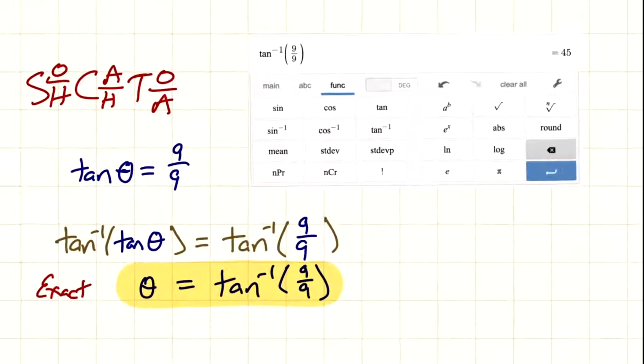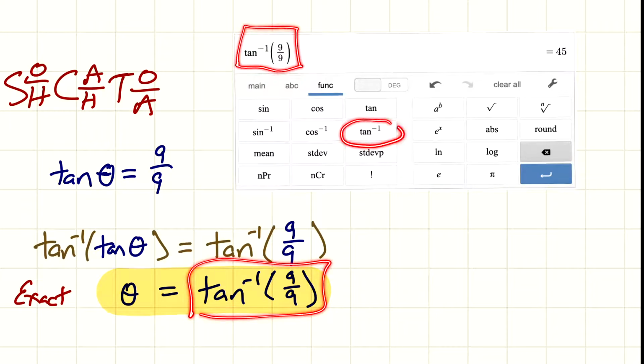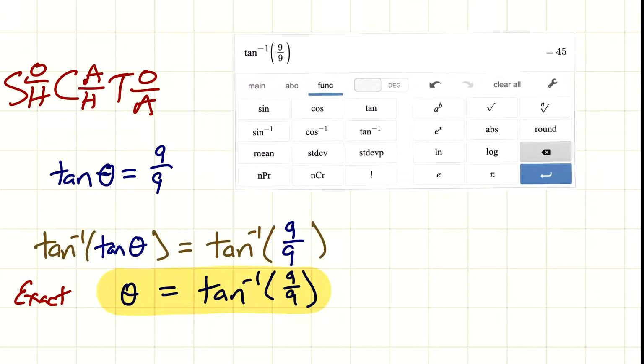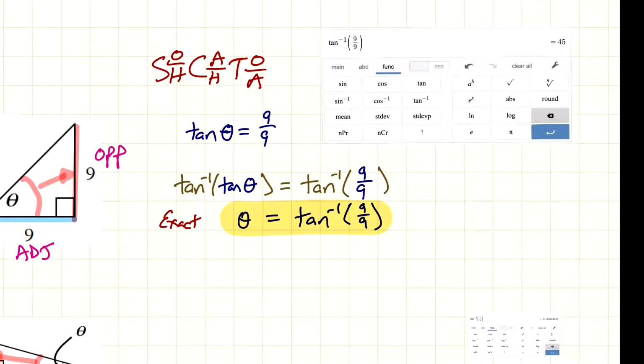All right, so if I type the exact answer in, inverse tangent, I hit the inverse tangent button, the one with the -1 on it. And again, you access that using the function tab. And then I just type 9 divided by 9, just like it's written here, and then that'll give us our answer. So hopefully that seems easy enough.